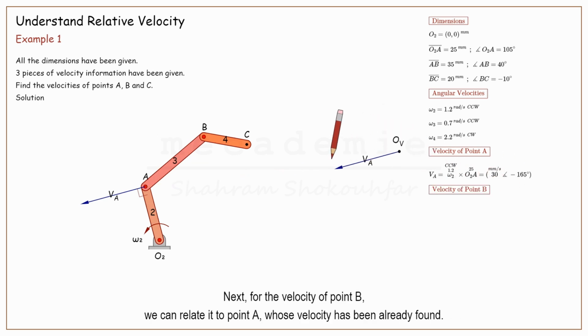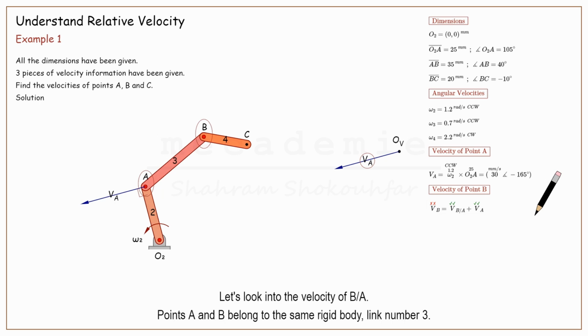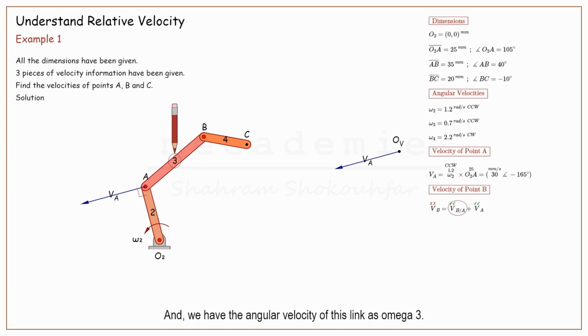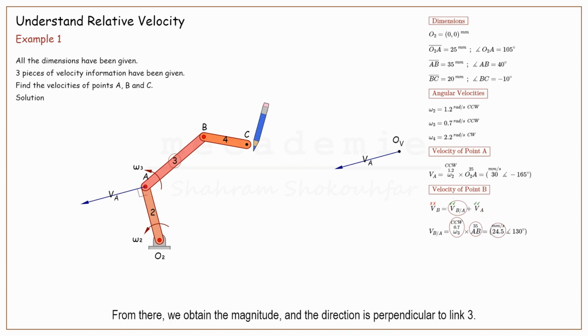Next, for the velocity of point B, we can relate it to point A, whose velocity has been already found. So, velocity of B can be formulated as the relative velocity of B with respect to A plus the velocity of A. Let's look into the velocity of B with respect to A. Points A and B belong to the same rigid body, link number 3. And we have the angular velocity of this link as omega 3. So velocity of B with respect to A is formulated as the angular velocity of link 3 times the distance from A to B. From there, we obtain the magnitude, and the direction is perpendicular to link 3.